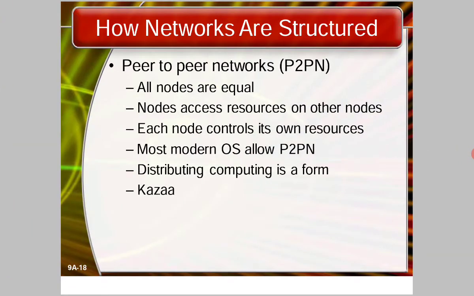The third type is peer-to-peer networks, called P2P. P2P means peer-to-peer. All nodes are equal. Nodes access resources on the other nodes. Each node controls its own resources. Most modern operating systems allow P2P. Distributed computing is a form of it.